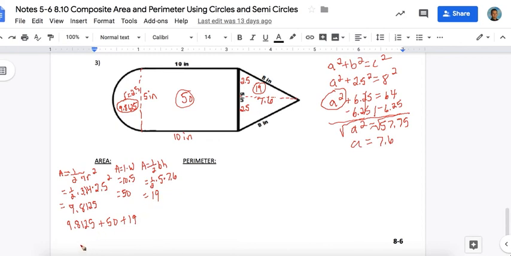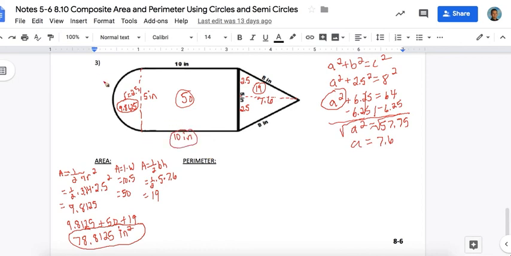And when I add those up, I get 78 and 8,125 10,000ths. And we're going to call it inches squared. If I rounded to the nearest tenth, it would be 78 and 8/10. Okay. And now the last part is the perimeter.